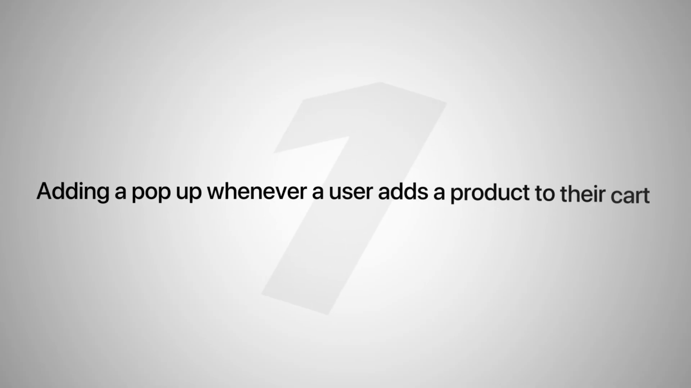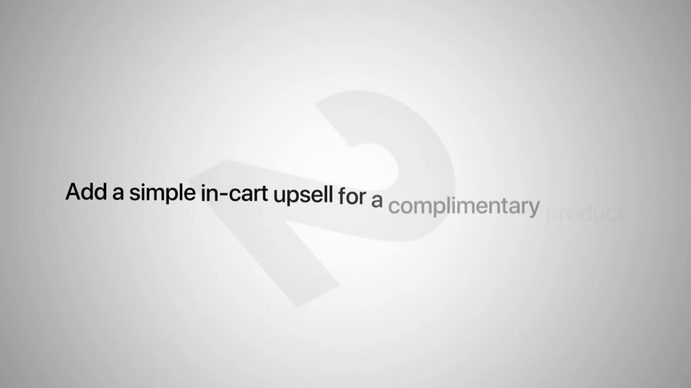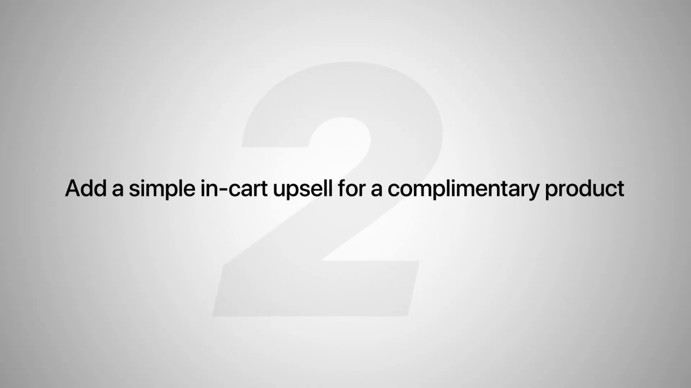You can build a simple virtual bundle in 2 steps by 1, adding a pop-up whenever a user adds a product to their cart, presenting them with the option to upgrade to that bundle, or add a simple in-cart upsell for a complementary product that they can add with what they're already buying. To make this work, customers need to see the cross-sell and upsell offers at 5 core stages of the funnel, the cart being one of them.